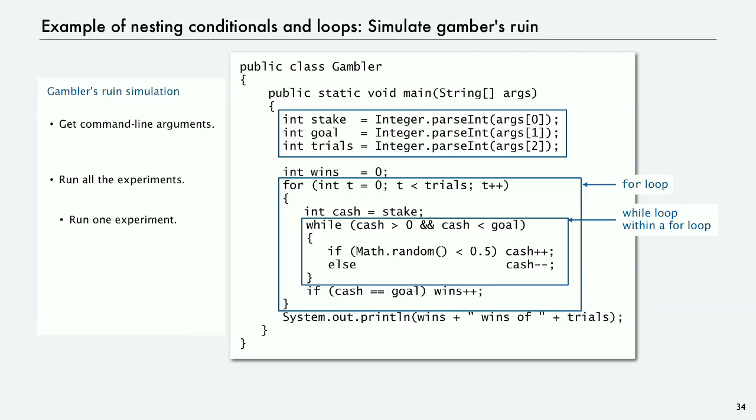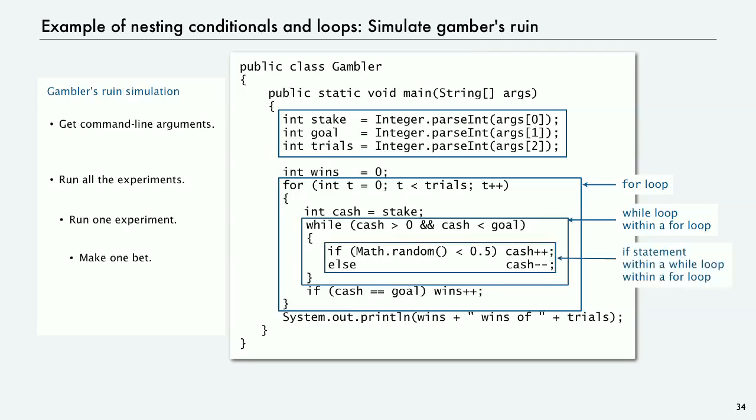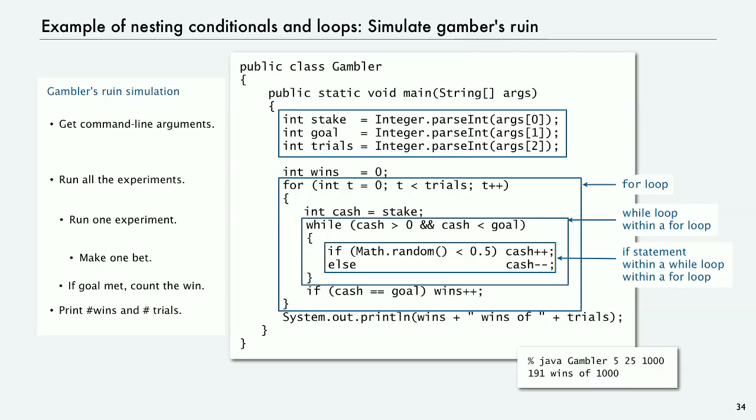So if cash equals goal, then we increment wins and keep track of the wins. So one bet is that if statement. If the goal's met, you count the win, and then we print the number of wins and trials. That's the gambler's ruin simulation code. Now, not that complicated when you break down the purpose of each one of the statements.